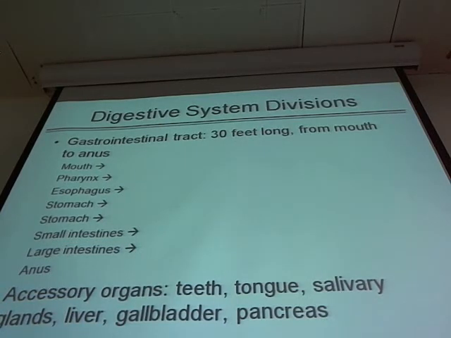Digestive divisions: mouth, pharynx, esophagus, stomach. If you're a cow, you've got four of them. This was two slides that kind of went together. Small intestine, large intestine. Accessory organs: teeth, tongue, salivary glands, liver, gallbladder, pancreas, hormones, mastication, swallowing, all that.